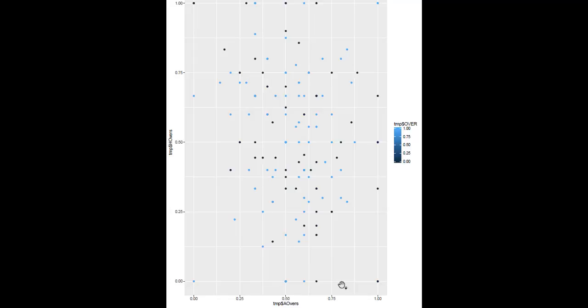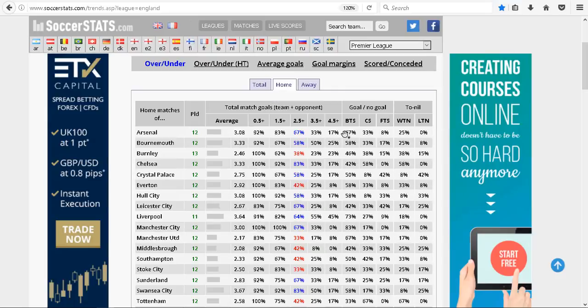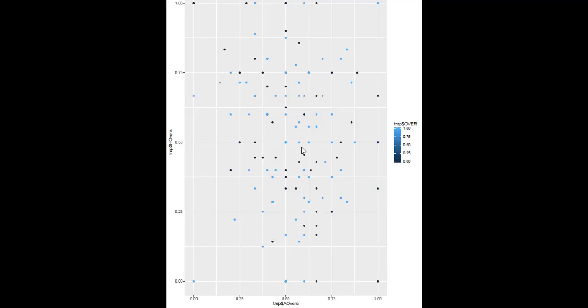And what was Bournemouth at home? Say 50 something. Bournemouth at home, 58. So it would be a dot around about here. But you can also specify the colour, which is one of the nice things with R.